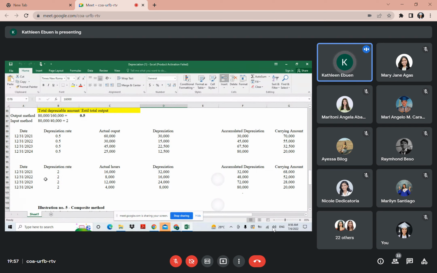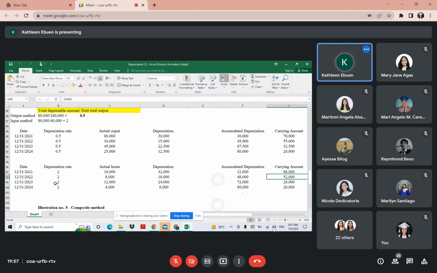So, year 2022, yung depreciation rate 2 times the actual hours na 8,000. The depreciation po for the second year is 16,000. Accumulated depreciation, so pag-add nyo lang yan, we'll get the carrying amount of 52,000.